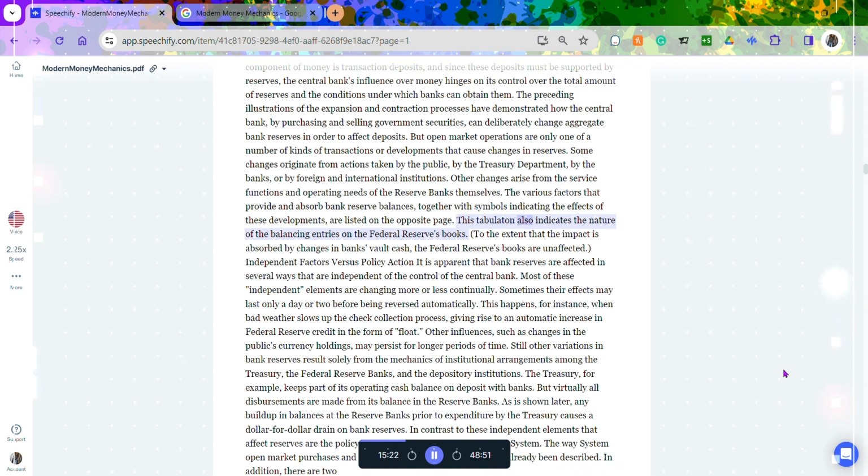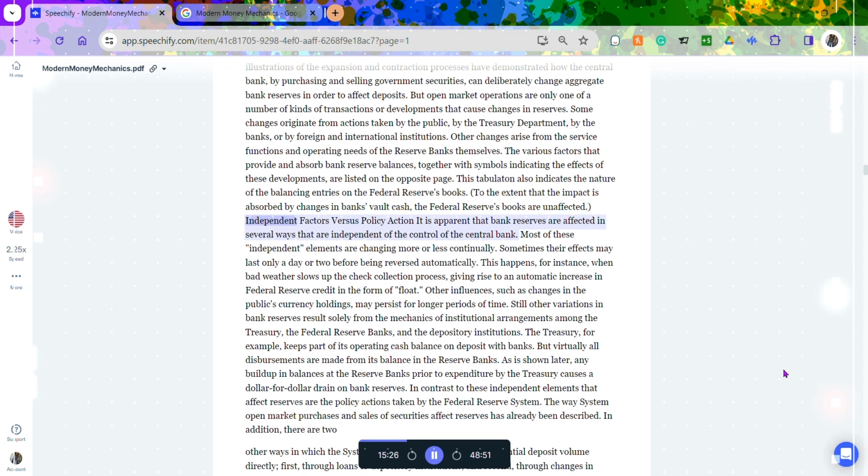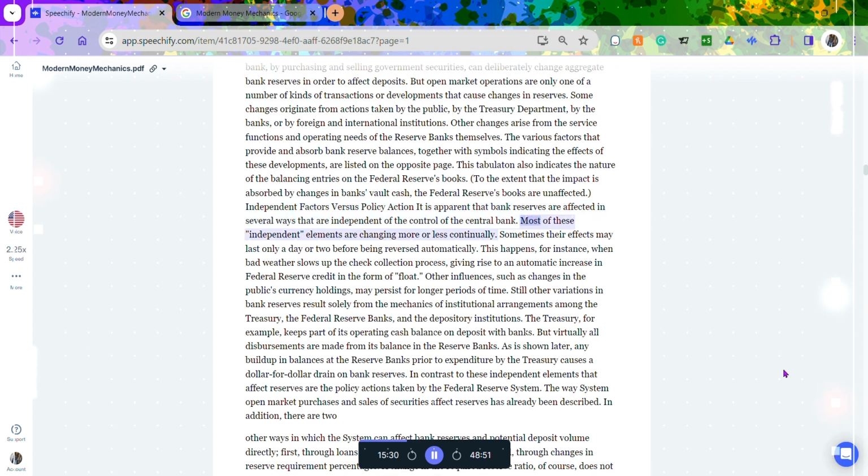This tabulation also indicates the nature of the balancing entries on the Federal Reserve's books. To the extent that the impact is absorbed by changes in banks' vault cash, the Federal Reserve's books are unaffected. Independent factors versus policy action. It is apparent that bank reserves are affected in several ways that are independent of the control of the central bank. Most of these independent elements are changing more or less continually.